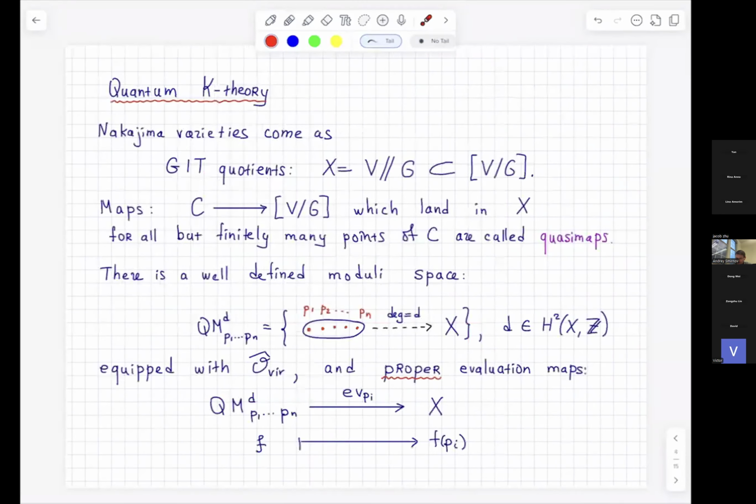So first, I'd like to explain what is a more general version of this thing. So let me first explain how this matrix M comes up.